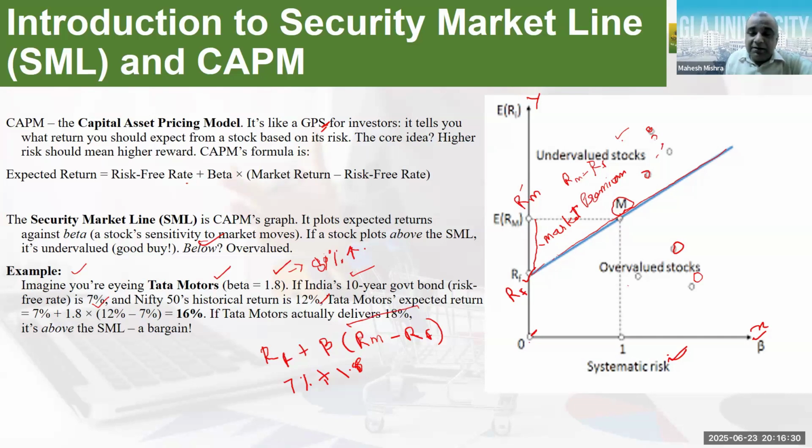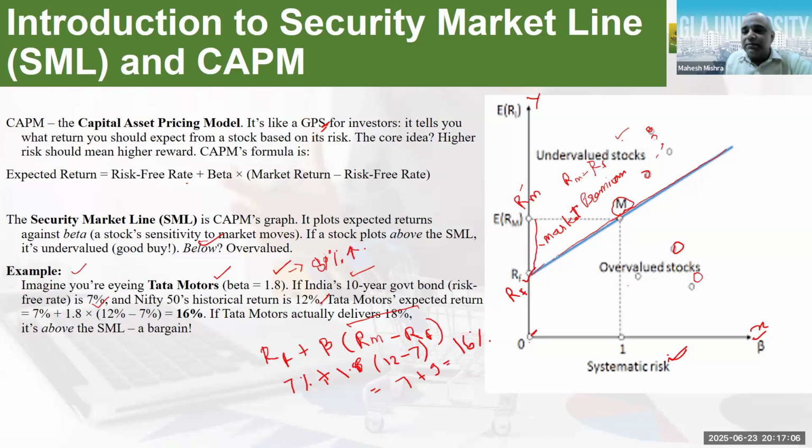Multiplied by the market premium, and you know the market premium, that is RM minus RF. You can say 12% minus 7%. So write this: 7% plus 9%. You know why 9%? 5 multiplied by 1.8 is equal to 9%. So the total expected return of the security Tata Motors is 16%.